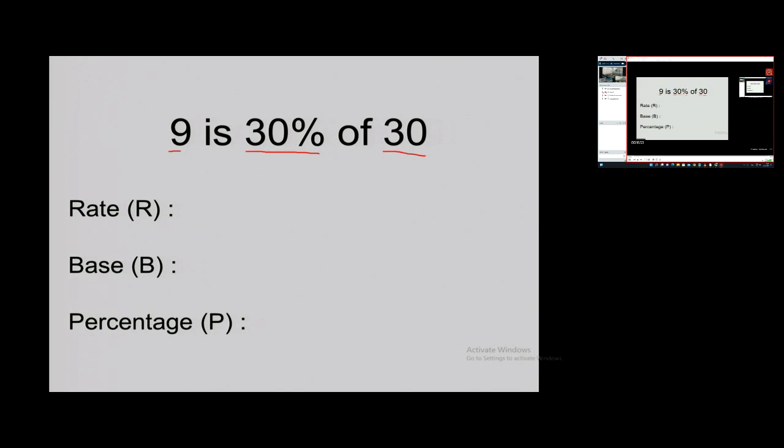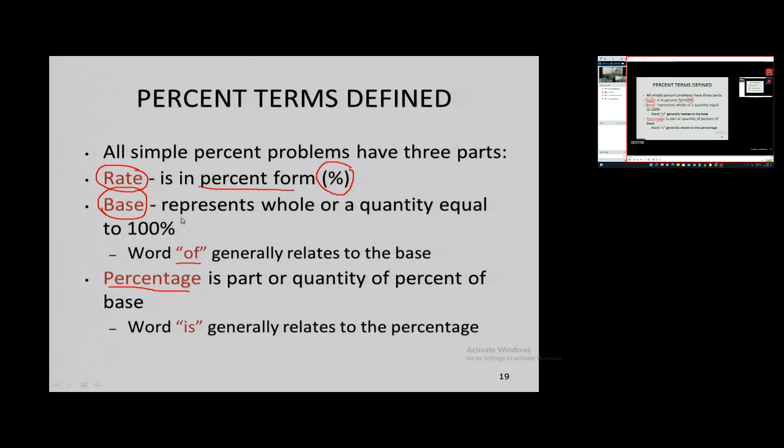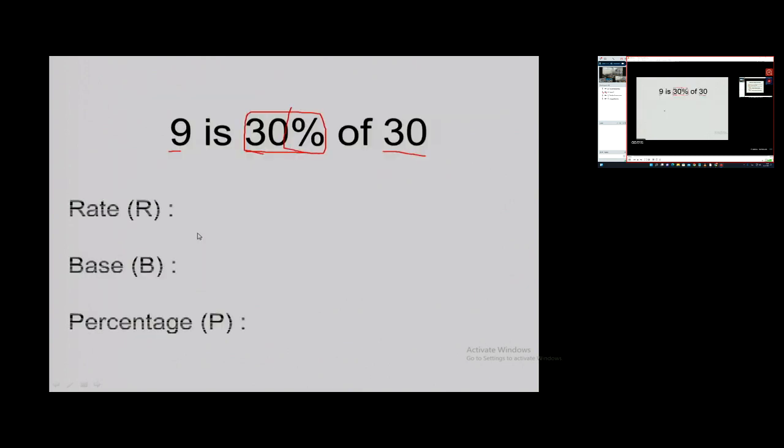Rate is 30%. Very good. It's not 9. Remember, rate is in the form of percent, meaning that this will be your rate. How about the base? Given that base is after the word of, if you see the word of, after that is the base. Then what is the base of this given number? 30. Okay, very good. It is 30. And of course, the remaining value is the percentage. So what is the percentage?